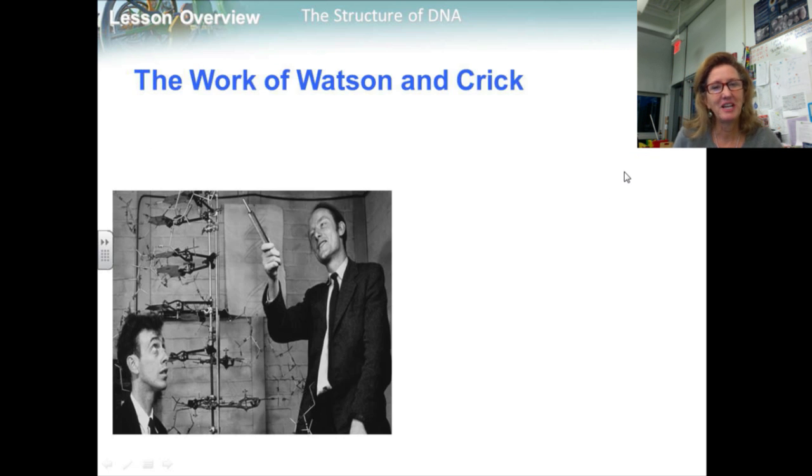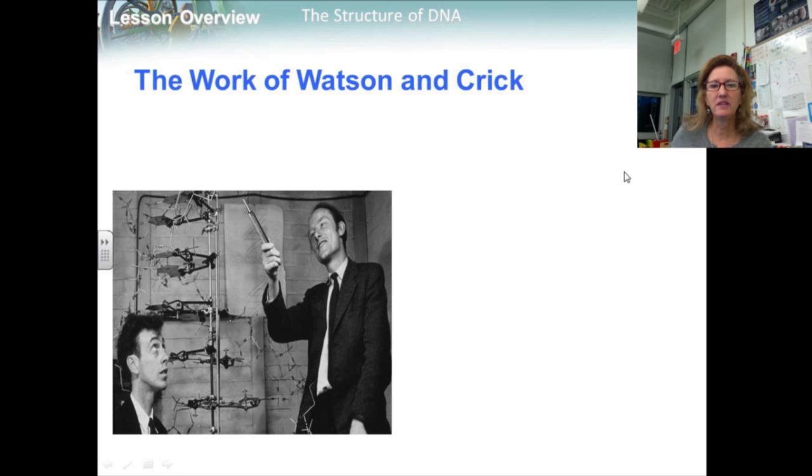All right, so now we get to the 2 gentlemen that you've probably heard before. At the same time, James Watson, an American biologist, and Francis Crick, a British physicist, were also trying to understand the structure of DNA. So they built a 3-dimensional model of the molecule.